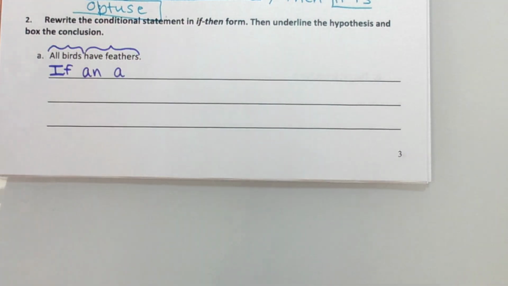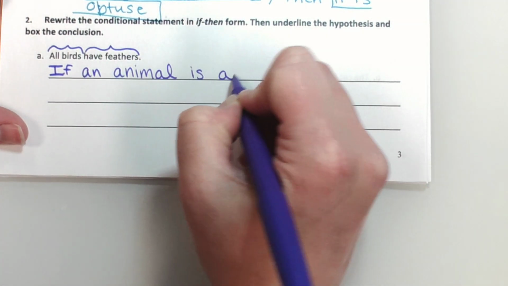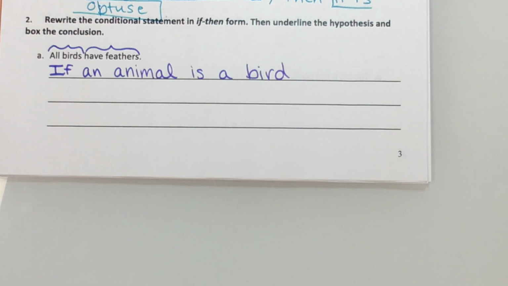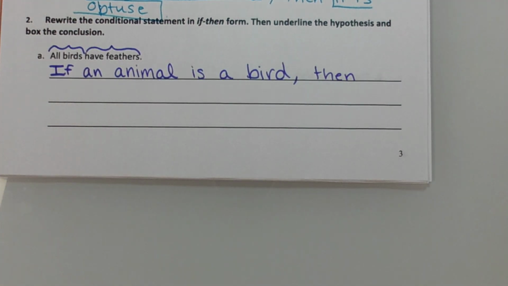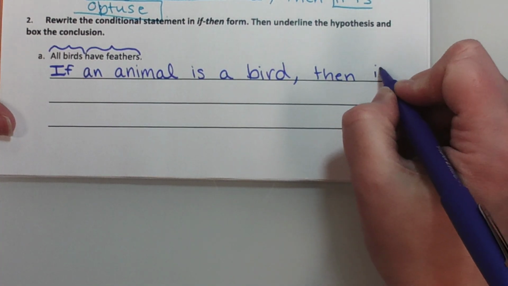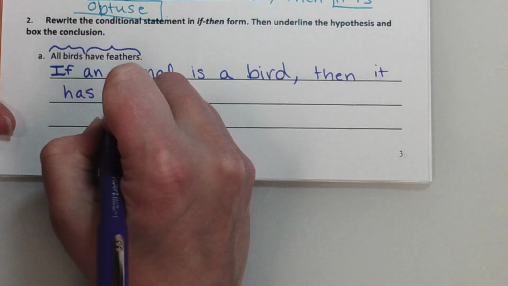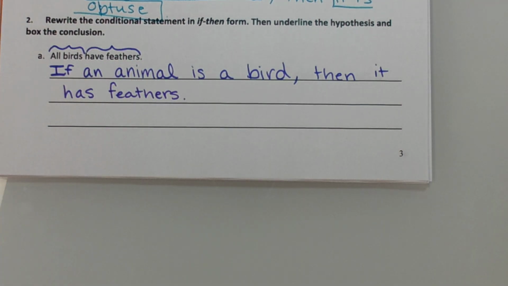If animal is more generalized, so we're going to say an animal is a bird. We will say something is that item. Then, all birds have feathers, which means if an animal is a bird, then what can we say? It has feathers. They have feathers, whatever it might be. Since I just said a single animal, I'm going to say it has feathers.